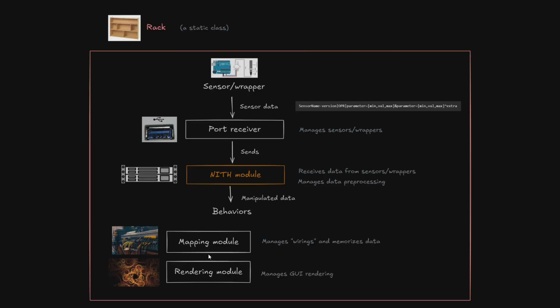Also housed within the rack is the mapping module. This component is responsible for remembering data associations and managing the wiring that dictates the program's internal logic. Alongside it, the rendering module takes charge of the graphical user interface, managing everything the users will see on the screen. These classes, by the way, are empty and totally optional. You can decide not to use them. For those with a programming background, this architecture creates a logical separation, similar to the well-known model view controller pattern, to make things more modular and manageable.